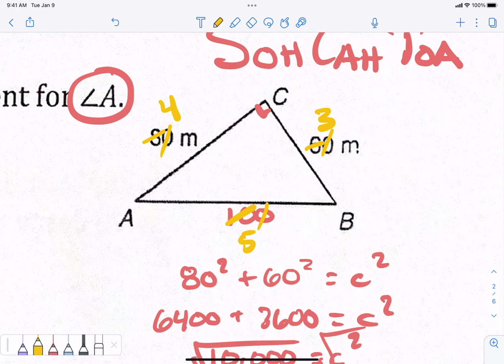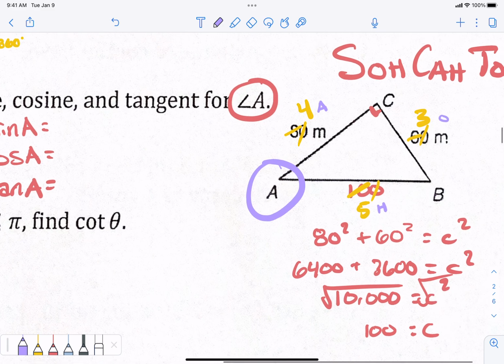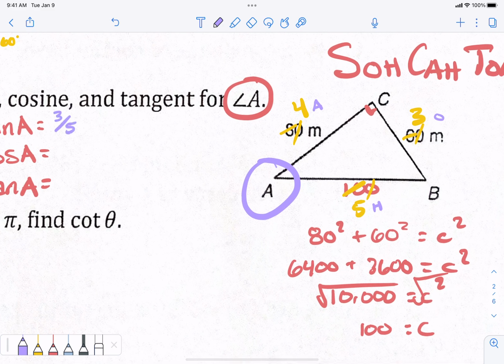Which angle are we looking at? A. So circle A. Which one is opposite? 3. Hypotenuse? 5. Always 5. And the adjacent is 4. So sine is OH. 3 over 5. We're just doing the thing, right? Cosine? 4 over 5. Tangent? 3 over 4.